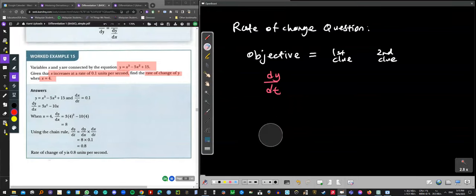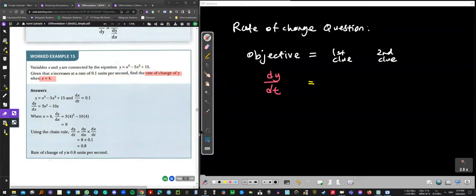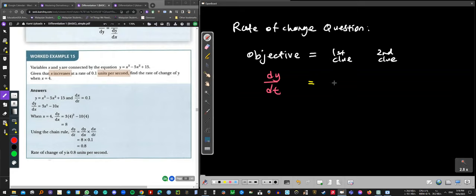Okay, that's the setup. First, kena ada objektif. Second, kita akan baca clue dia. Apa clue dia kata dekat situ? X increases at the rate of 0.1 unit per second. So, saya nak you pay attention to the unit je. Daripada unit, you akan dapat detect apa dia punya maksud. Unit per second maksudnya per second at the bottom. So, this is something over dt. Sebab per second. Perkataan per second tu bagi tahu you something over dt. Dan bila dia kata x increases, maksudnya kita ada dx dt as our first clue. So my first clue is dx dt.